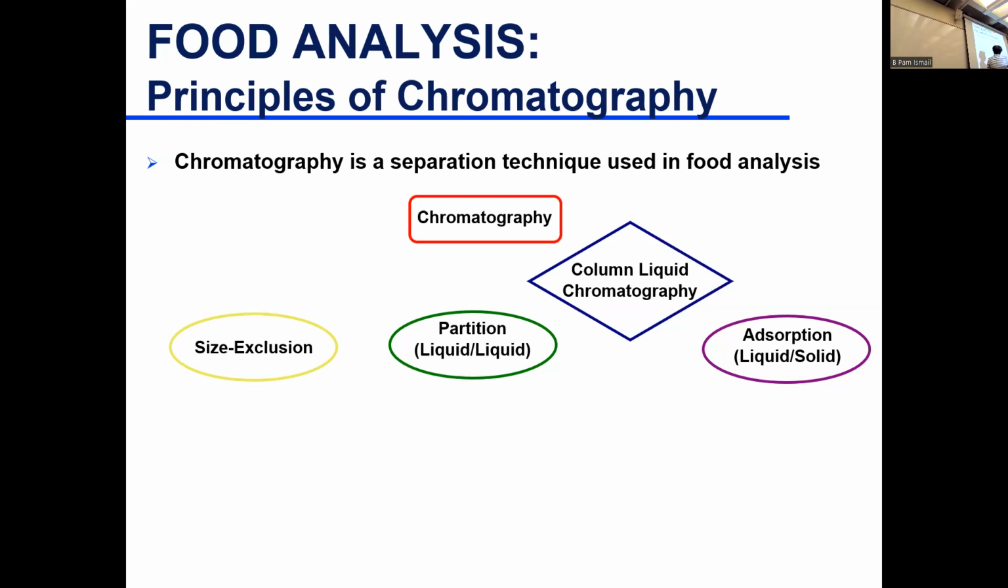In partition or absorption chromatography, they separate based on their interaction, their physical or chemical interaction with the phases. So basically, liquid-liquid or liquid-solid, and the compounds interact differently with the two different phases, and thus they separate. Again, if they have the same affinity, they will not separate. And if you have molecules of the same size, they won't separate.